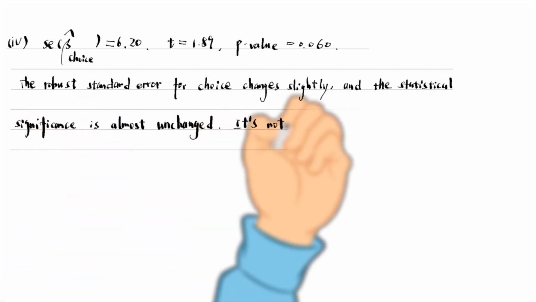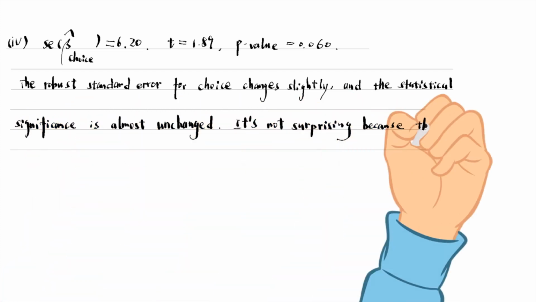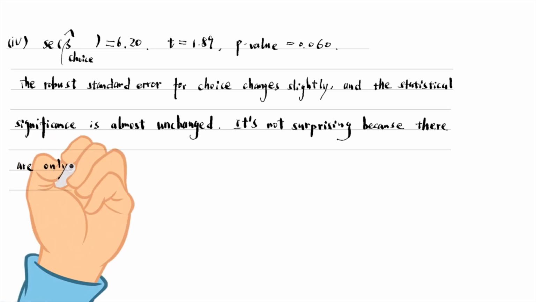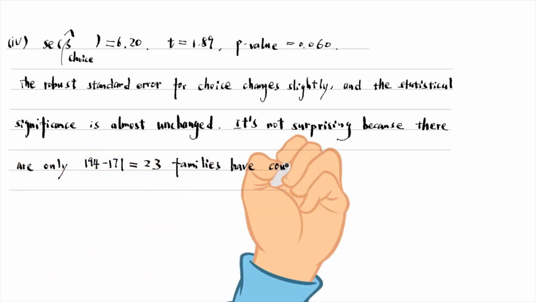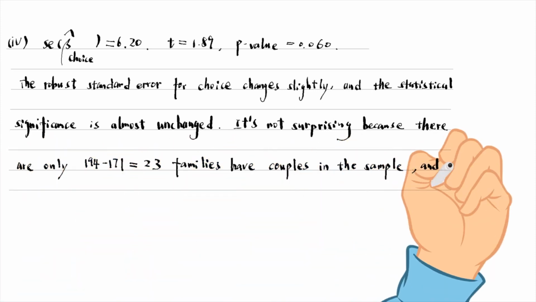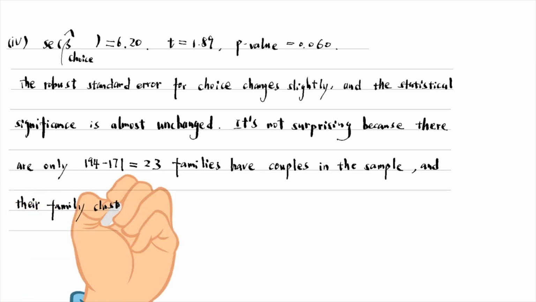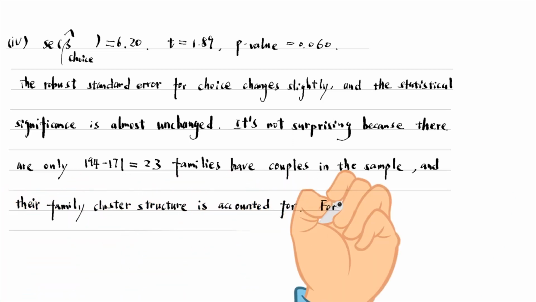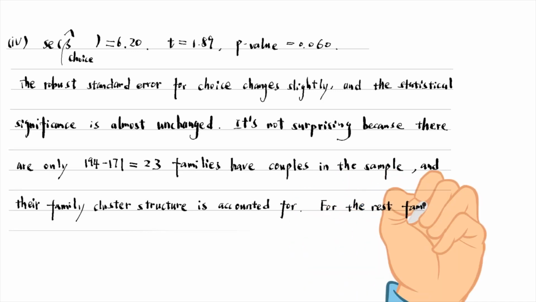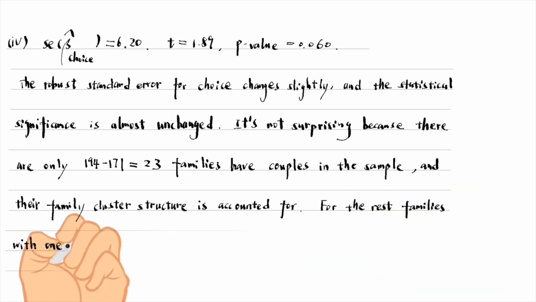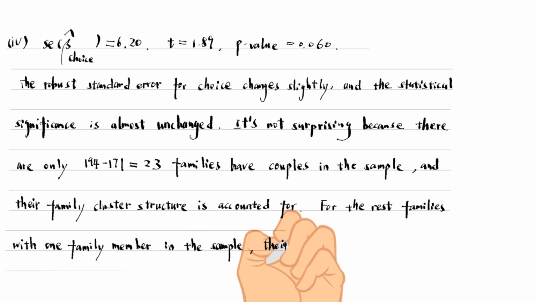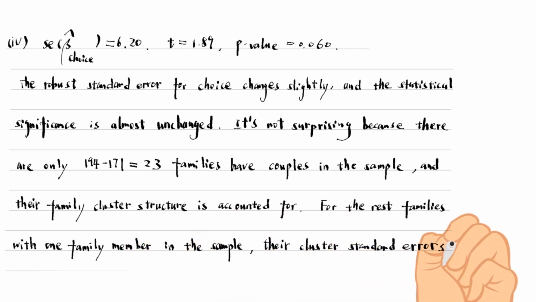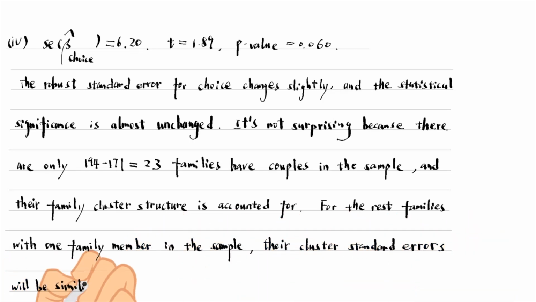It is not surprising because there were only 23 families that have couples in the sample, and the family cluster structure is accounted for. For the rest of the families with one family member in the sample, their cluster standard errors will be similar to the usual standard errors.